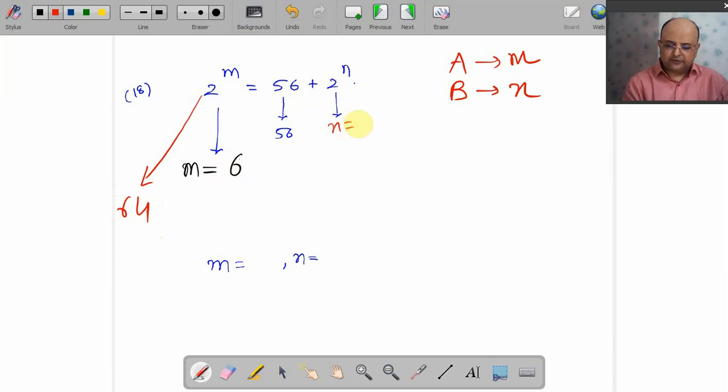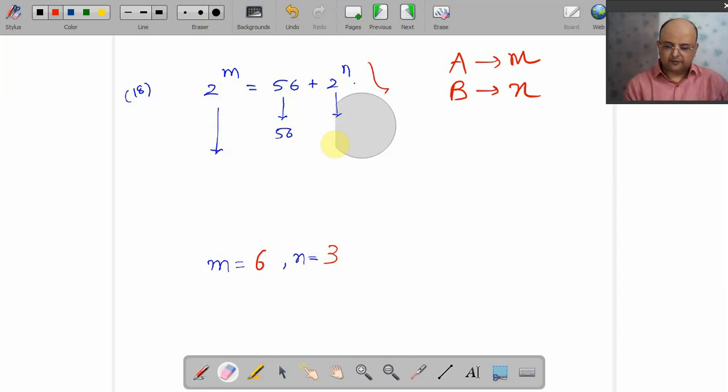So this left hand side will be 64. And if I choose n equals 3, so 2 cube will be 8. And 56 plus 8, what is that? 56 plus 8 is 64. So this is 6 and this is 3.